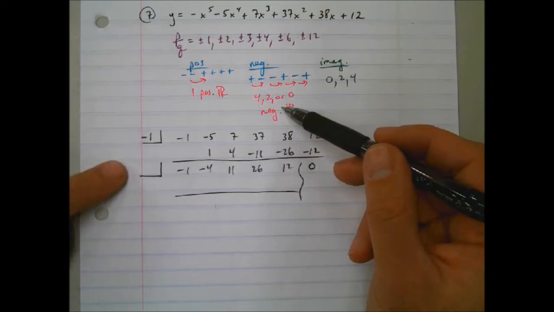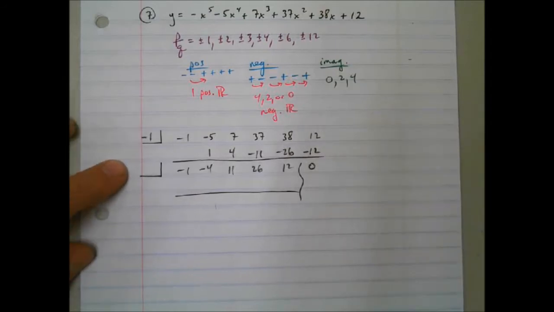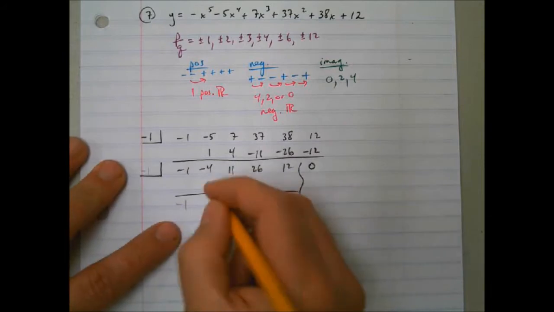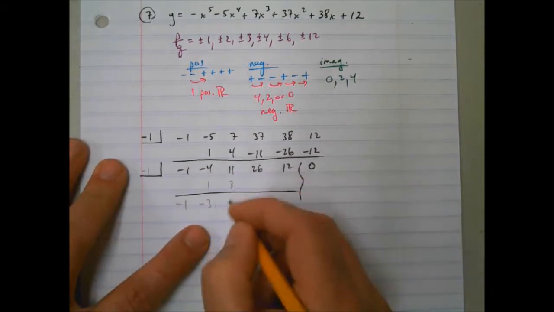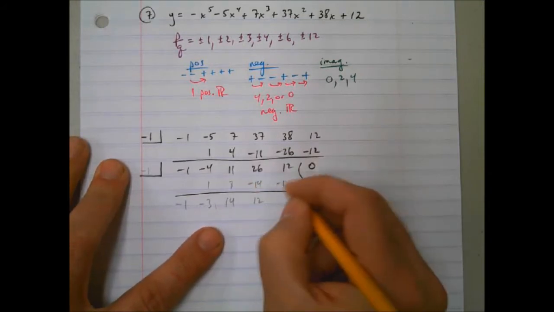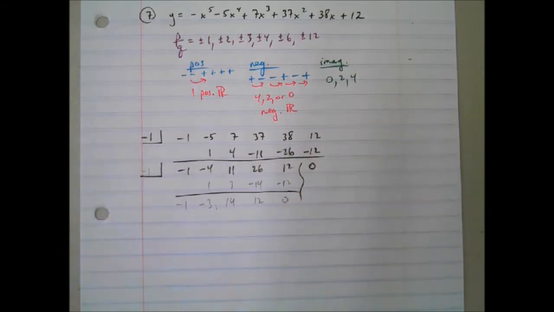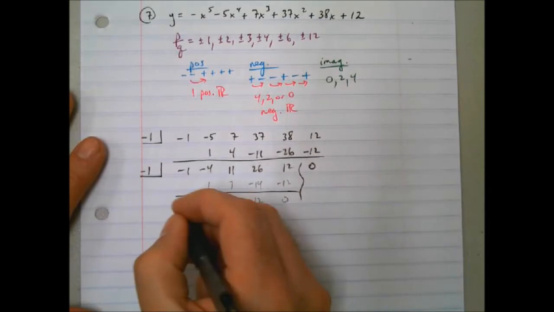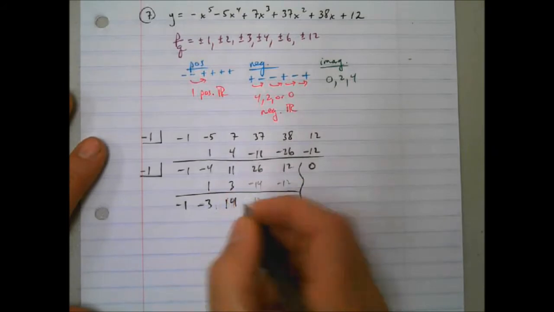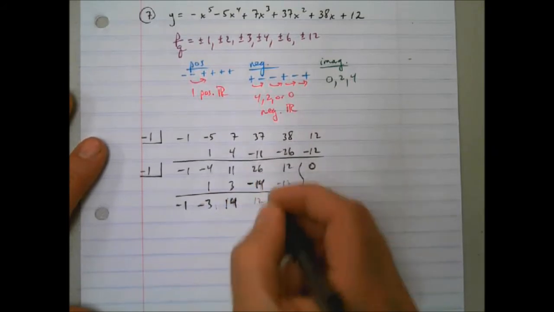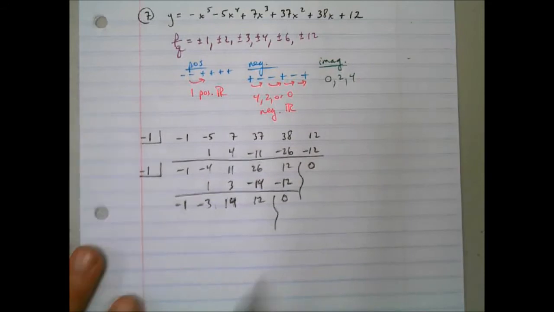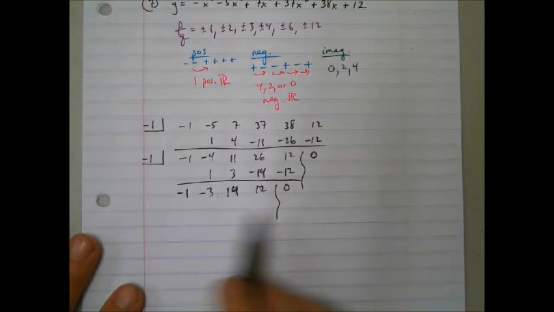So, could -1 work again? Yeah, it could work again. I think I'm going to try -1 again. So, let's see. -1, 1, -3, 3, 14, -14, 12, -12, and 0. Yay! Okay, it worked again. I'm going to darken it in. Another squiggle between my reduced polynomial and my remainder.